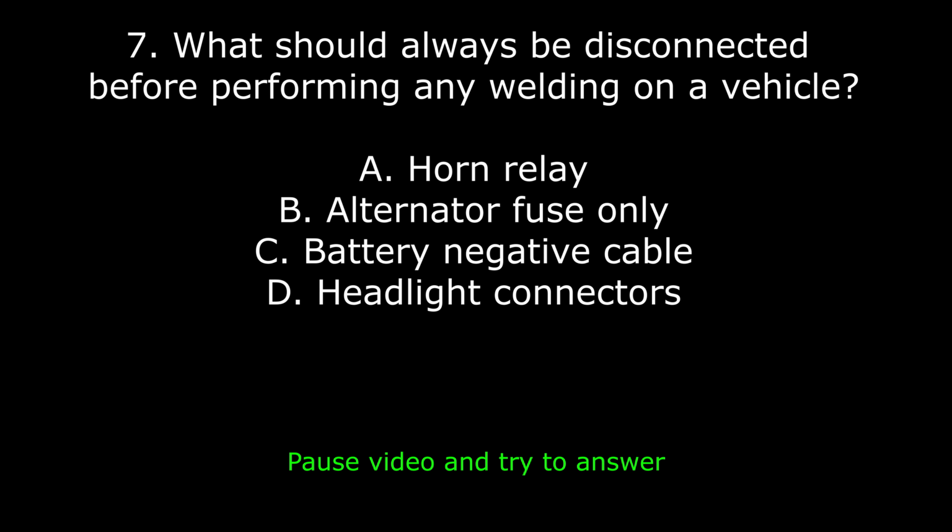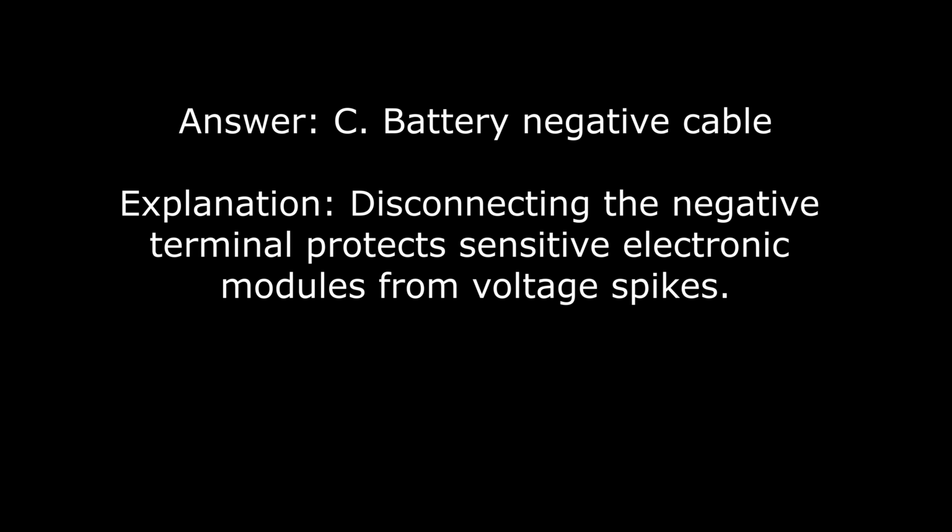Question 7. What should always be disconnected before performing any welding on a vehicle? A. Horn relay. B. Alternator fuse only. C. Battery negative cable. D. Headlight connectors. Answer: C. Battery negative cable. Explanation: disconnecting the negative terminal protects sensitive electronic modules from voltage spikes.